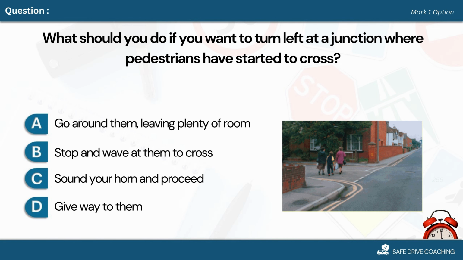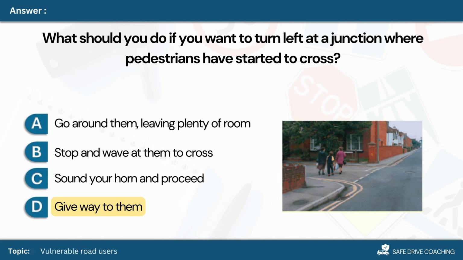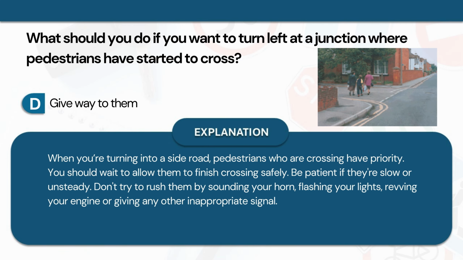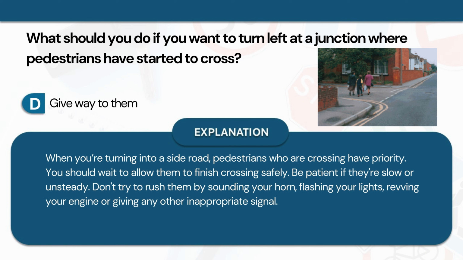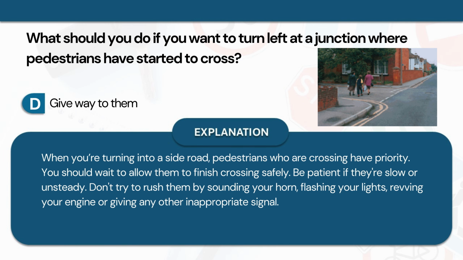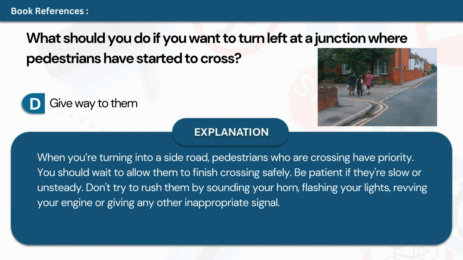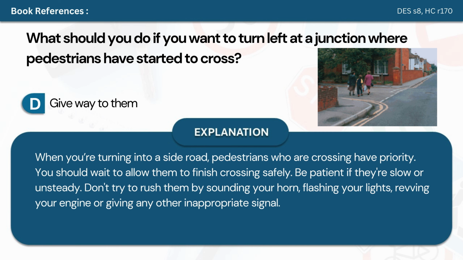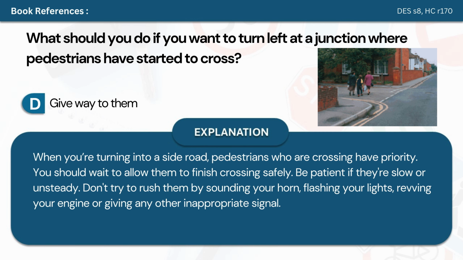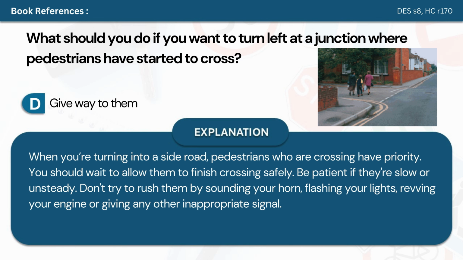The correct answer is D. Give way to them. When you're turning into a side road, pedestrians who are crossing have priority. You should wait to allow them to finish crossing safely. Be patient if they're slow or unsteady. Don't try to rush them by sounding your horn, flashing your lights, revving your engine, or giving any other inappropriate signal.